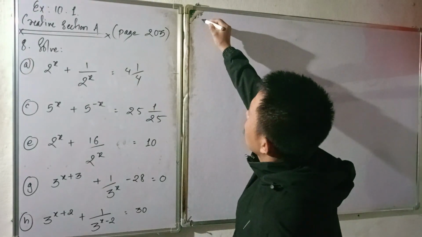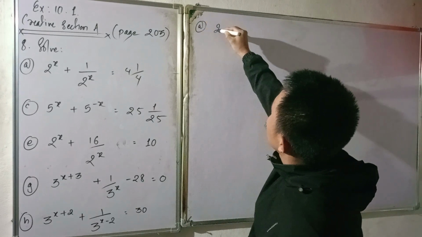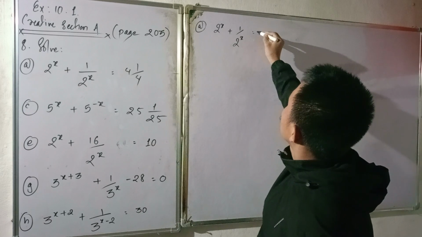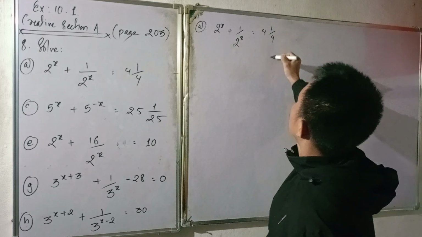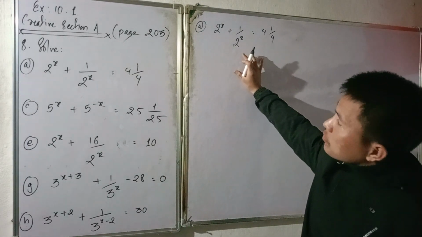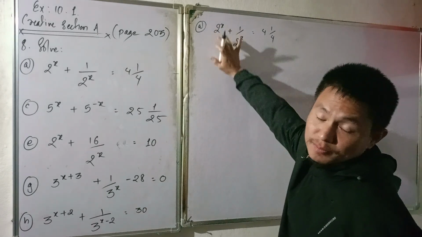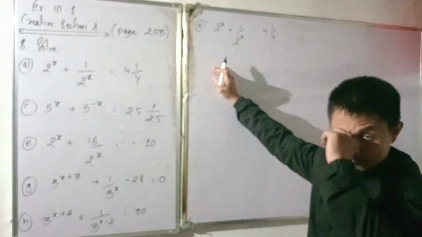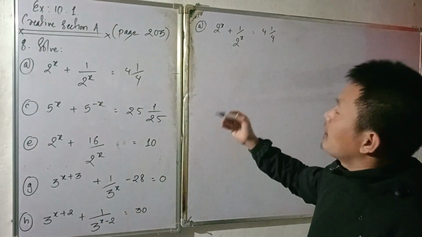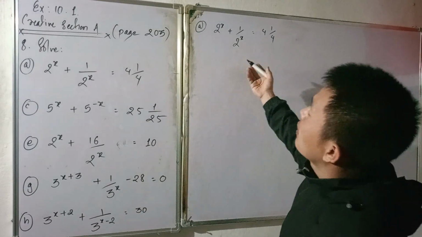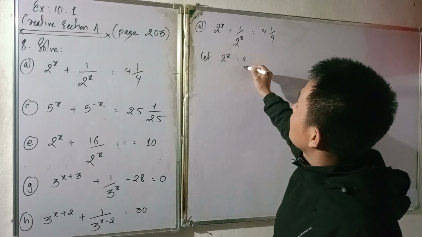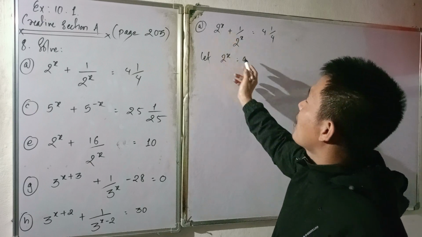In 8a you can see 2 power x plus 1 by 2 power x is equal to 4 1 by 4. In this case, you have to suppose 2 power x is some variable. Let's suppose that will be a. Let 2 power x be a. Now we can replace the 2 power x by a.